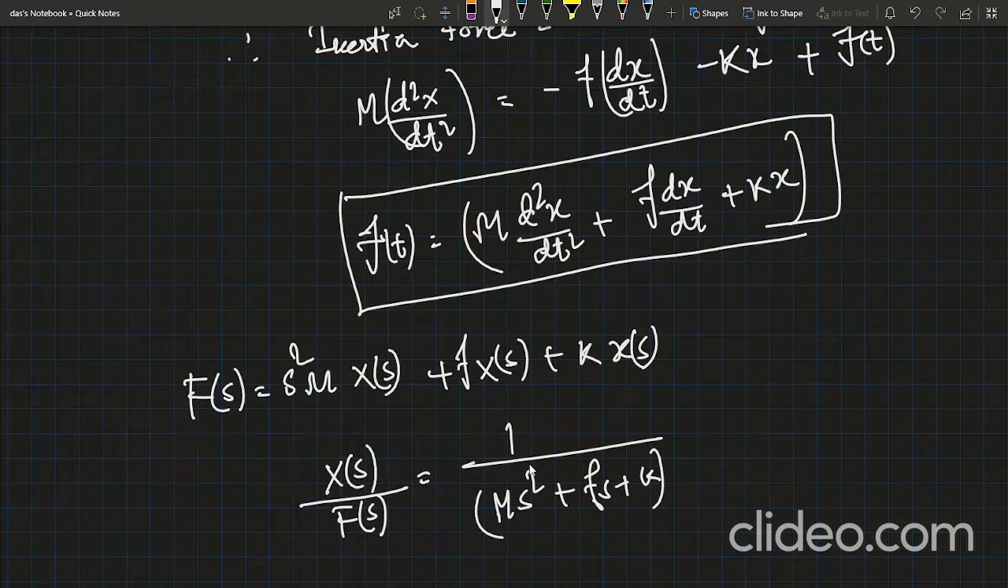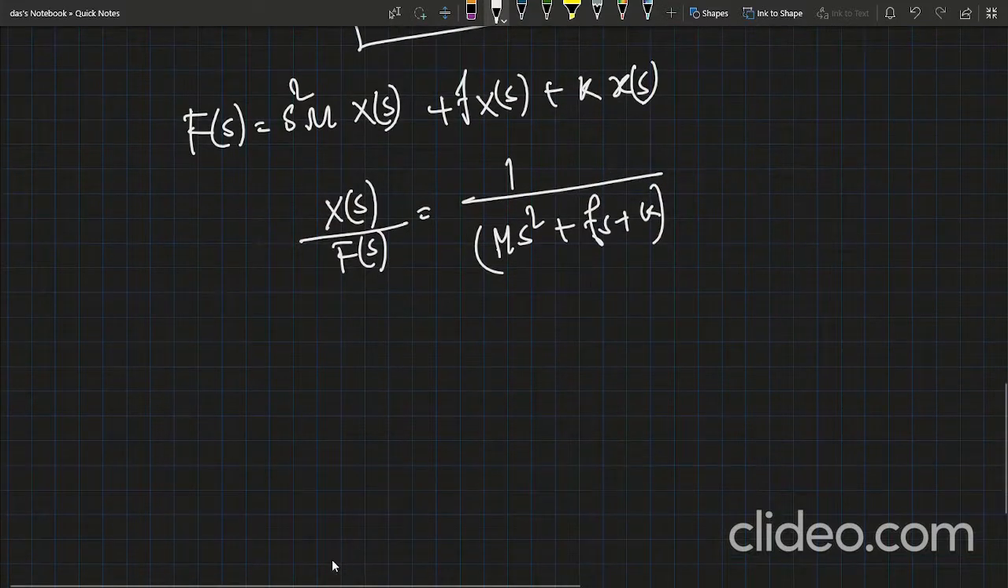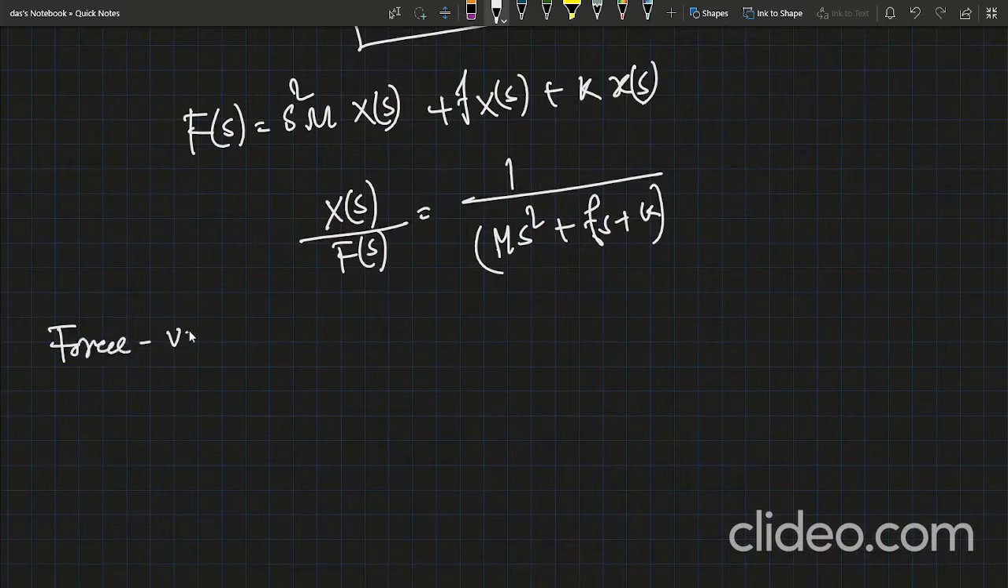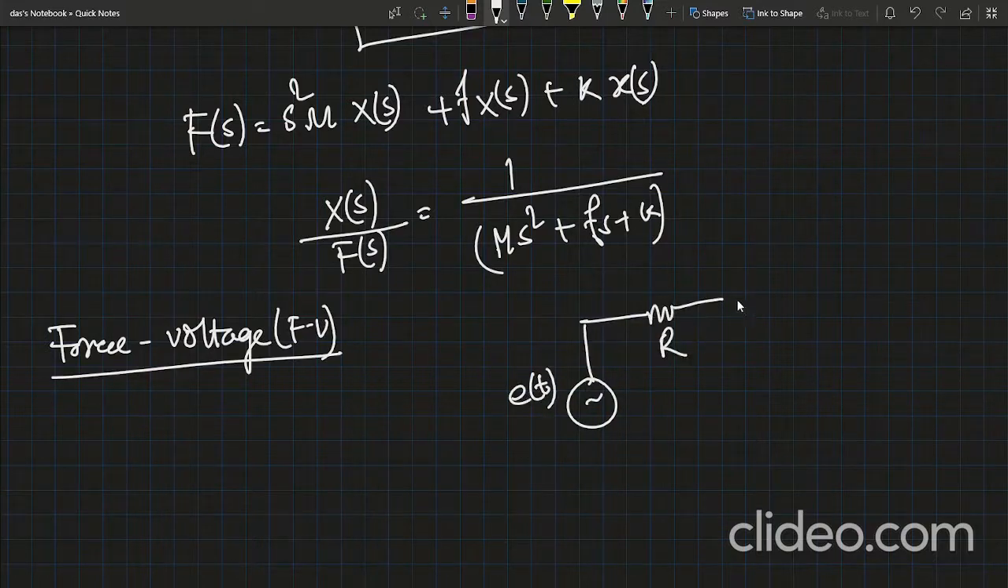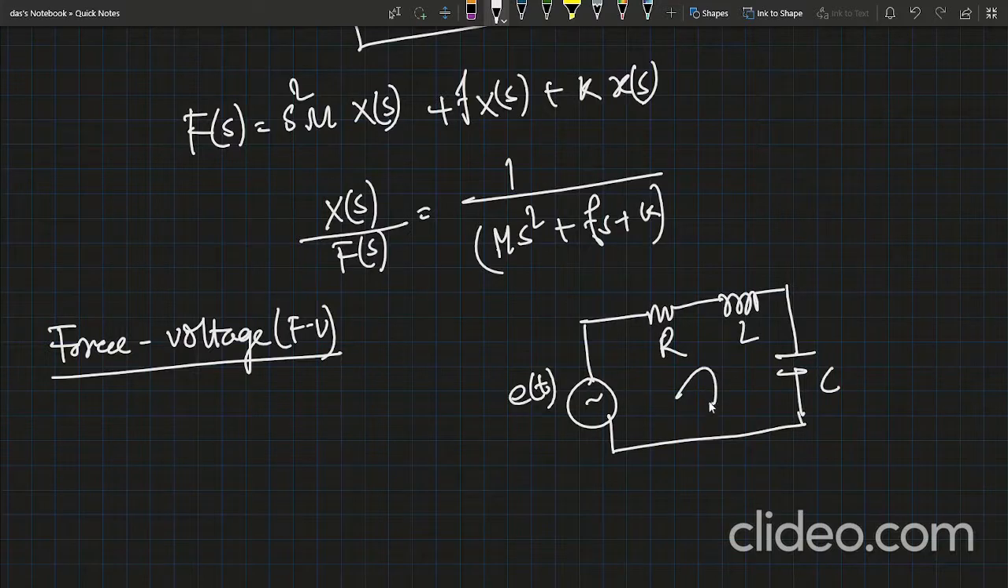Okay, for this system, now we consider two analogies. One is the force voltage analogy, also known as the FV analogy. This is the force voltage analogy. Consider here an electrical network with voltage e(t), resistance R, inductance L, and capacitance C. Now current i is flowing in this circuit.